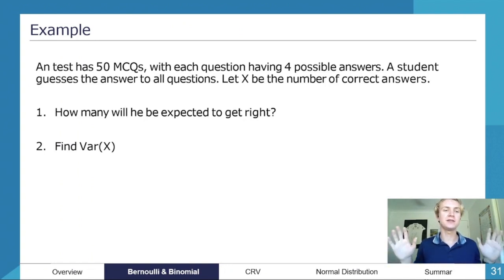Example. So a test has 50 MCQs, multi-choice questions. Each question has 4 possible answers. A student guesses the answer to all questions. So let x equal the number of correct answers. So success is correct. X is the number of successes. And it is a Bernoulli sequence. That's step 1 we were supposed to do, because there's success and failure, independent trials, and also the probability is constant. It's not changing, essentially.